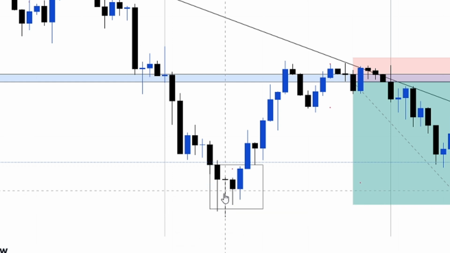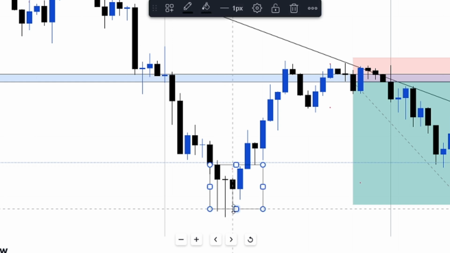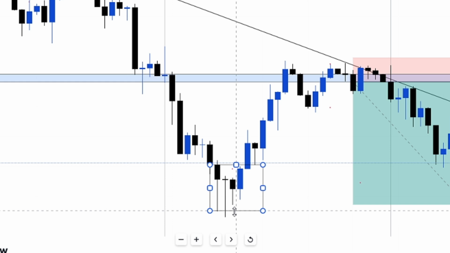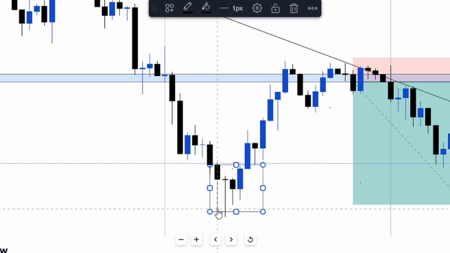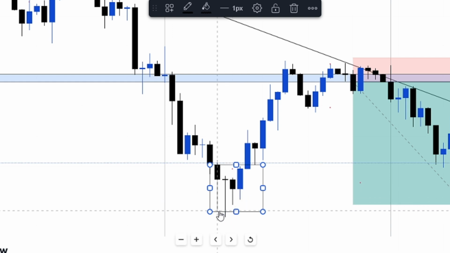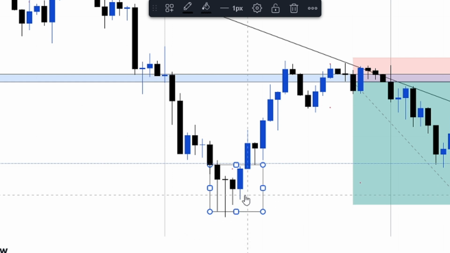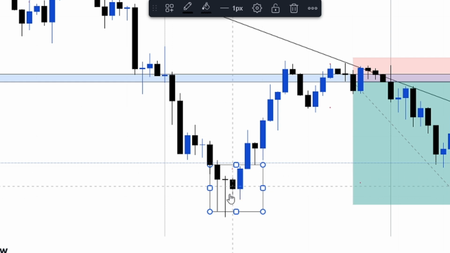There's no candle closing below the wick of this one. The wick of this one, as you can see, is here. This is the wick. So my expectation is that none of these candles should close below this wick. The minimum, I want to say, is four candles forming this pattern for me.